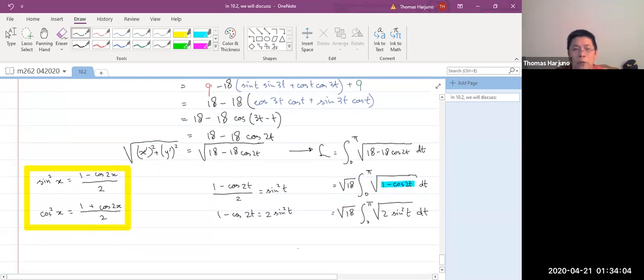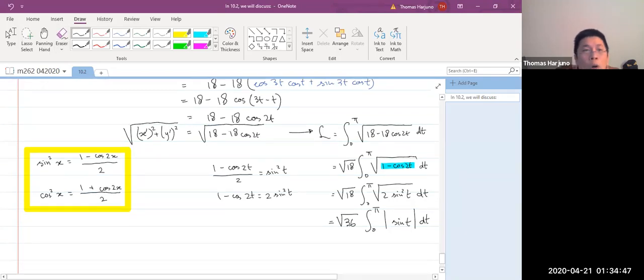Now I can factor the square root of 2 out further. That becomes the square root of 36, which later becomes 6, and 0 to pi here. The square root of sine squared is supposed to be the absolute value of sine t dt. However, sine t in quadrant 1 and quadrant 2 is positive. So in the interval 0 to pi, sine t is positive, so I can safely ignore the absolute sign. But let me write it down first. That's 6 times the integral from 0 to pi of sine t dt.